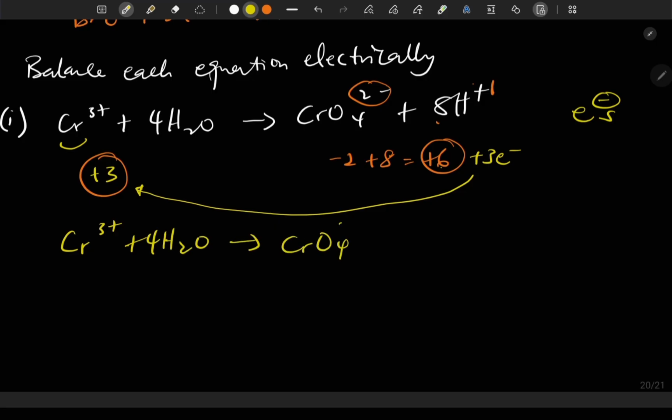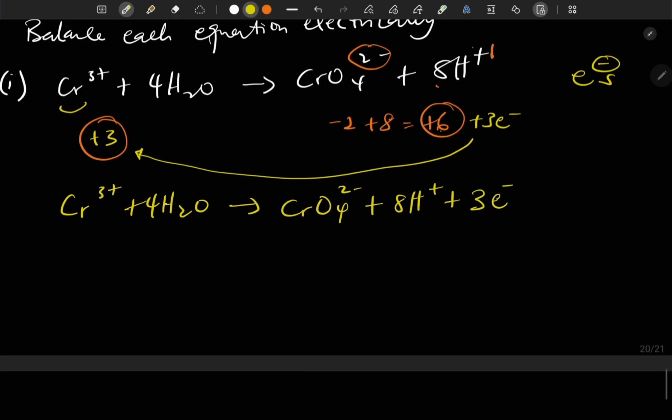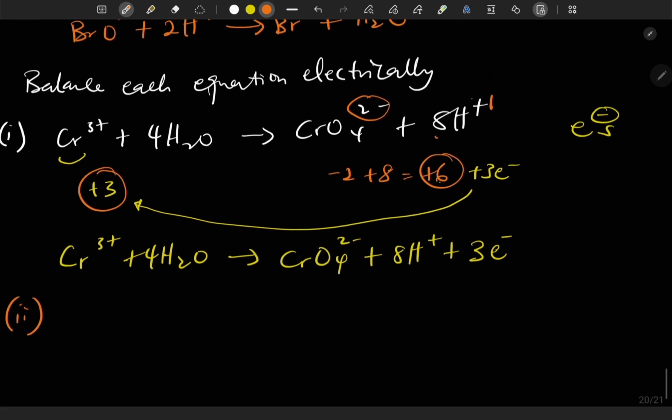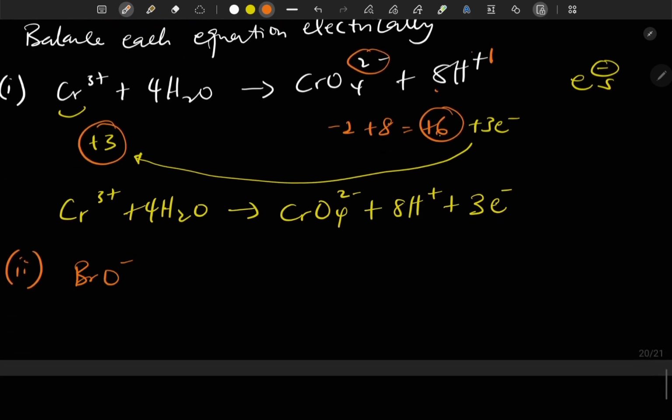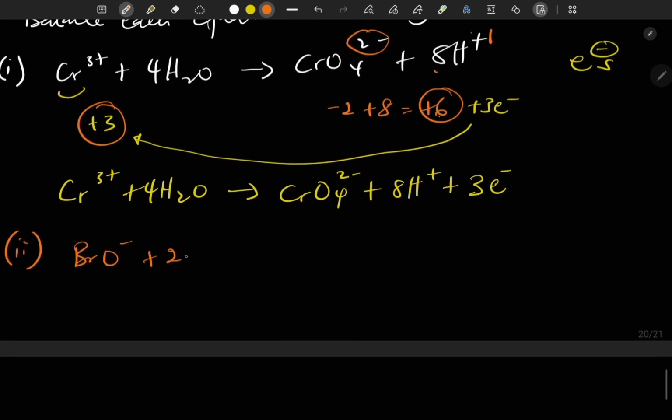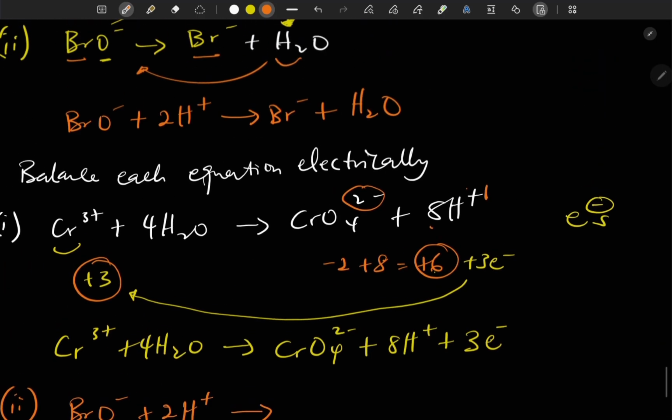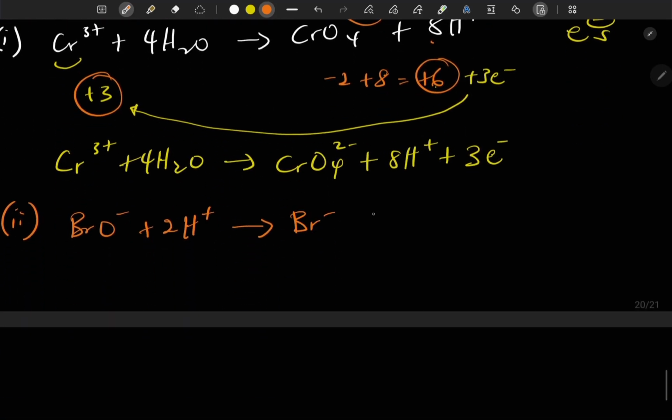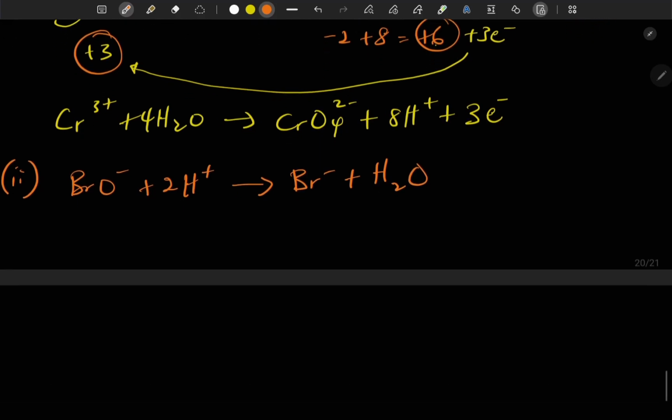Gives CrO4 2- + 8H+ + 3e-. So let's balance the second equation electrically. BrO- + 2H+ gives Br- + H2O. Now, what do we do? We are going to find the number of charges.